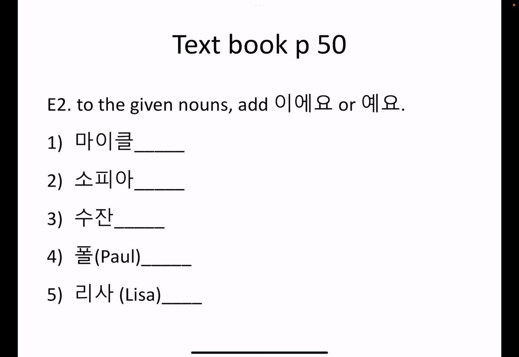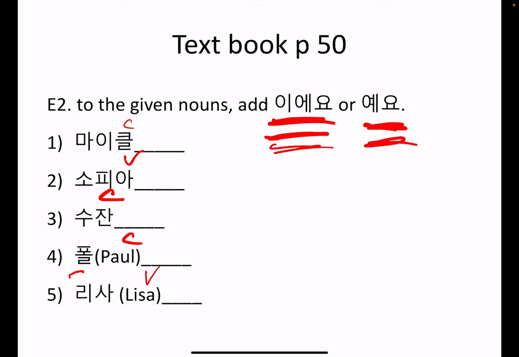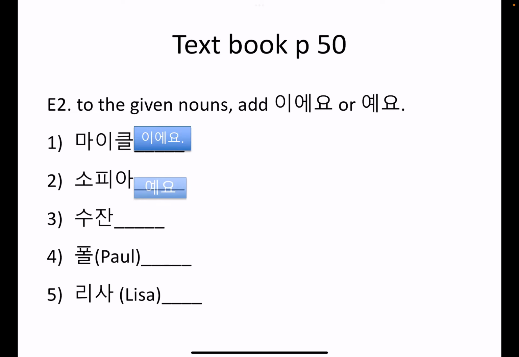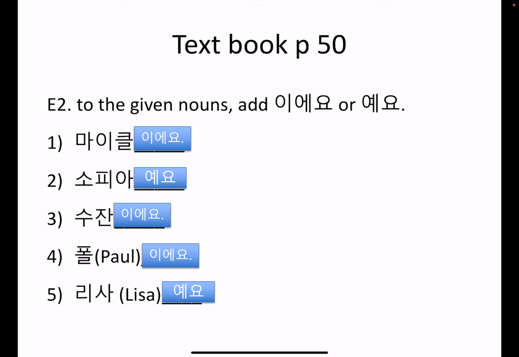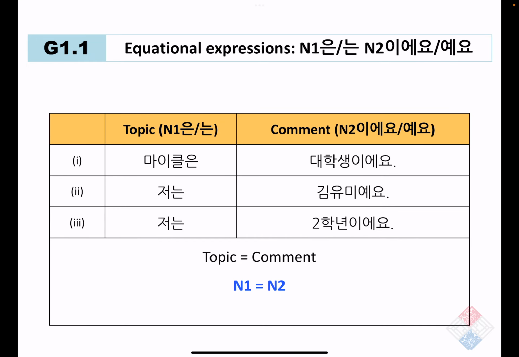Okay, so let's practice again. 마이크 consonant, so it's going to be 이에요. 소피아 vowel, it's going to be 예요. 수잔 consonant, 이에요. 폴 consonant, 이에요. 리사, vowel, 예요. So 마이클 이에요, 소피아 예요, 수잔 이에요, 폴 이에요, 리사 예요. Okay, so keep this in mind.